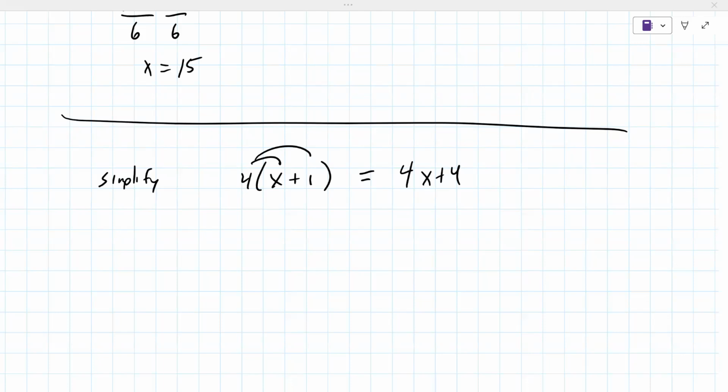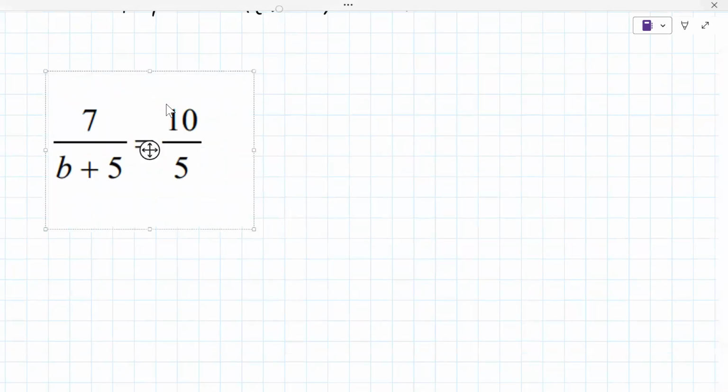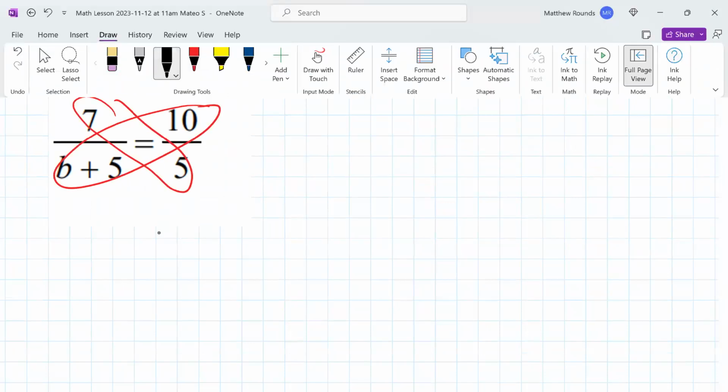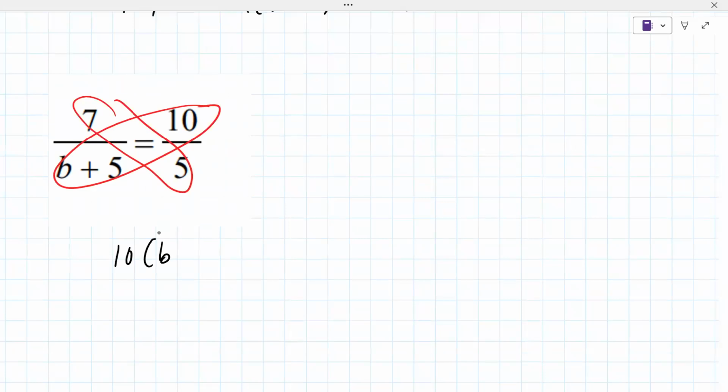Okay, so why does that matter? Let's look at another problem here. So when you diagonally multiply this time, it's 10 times (b plus 5) equals 5 times 7, or 7 times, it doesn't really matter. But the main thing I want you to see is that this b plus 5 is really in parentheses, and you're multiplying it by 10. So it's 10 on the outside. Oh, I see.